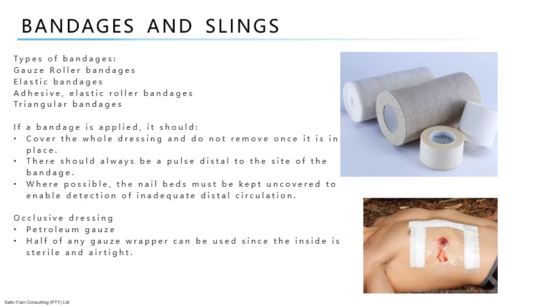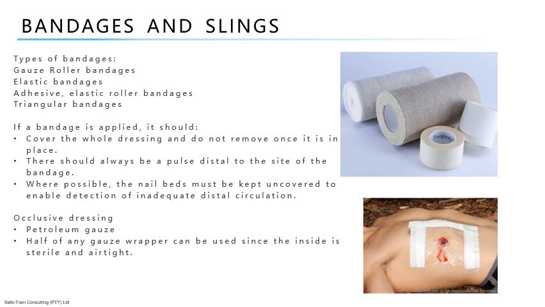If a bandage is applied, it should cover the whole dressing, and do not remove the bandage once it is in place. If it becomes saturated with blood, apply another one on top, so that clotting that has already taken place will not be disturbed. There should always be a pulse distal to the side of the bandage. Where possible, keep the nail beds uncovered, to enable detection of inadequate distal circulation. Should signs of inadequate distal circulation be visible, as observed from skin temperature and color, loosen the bandage, and reapply.